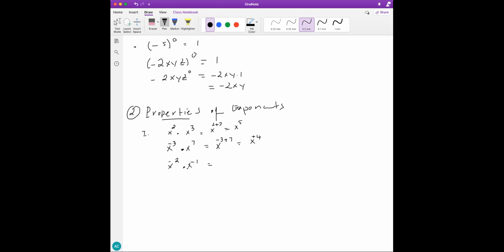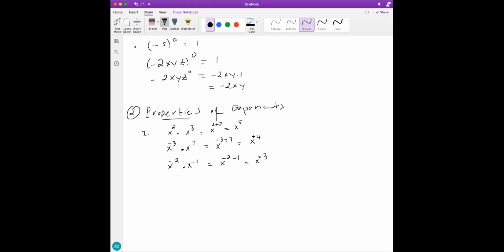So again, we have the same base. What do you do with powers? Add them. That's right. Just combine them. So -2 becomes -3. With -1, the answer is -3 altogether.